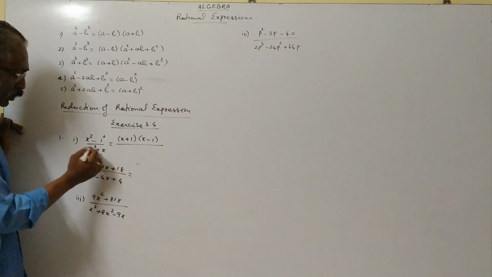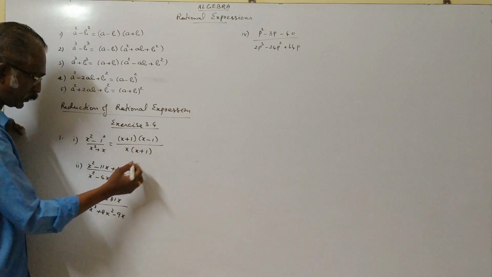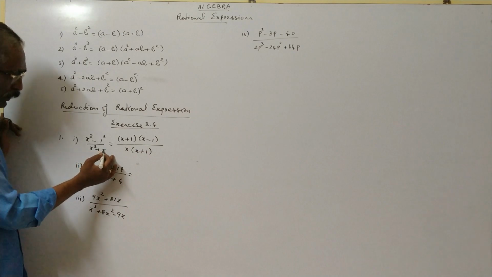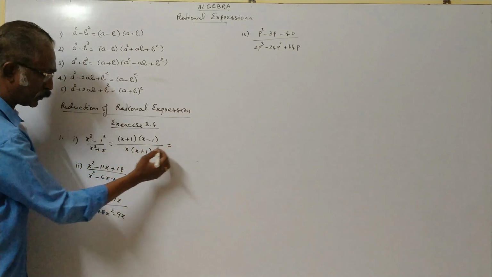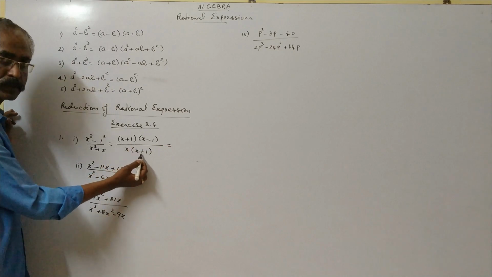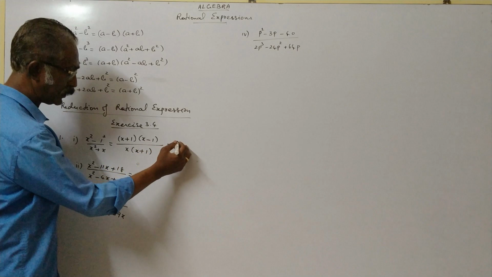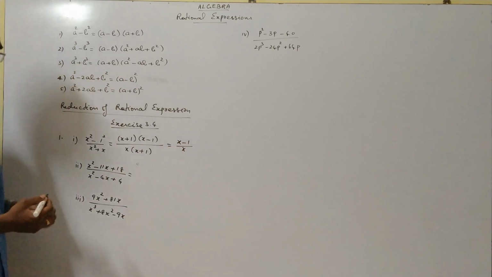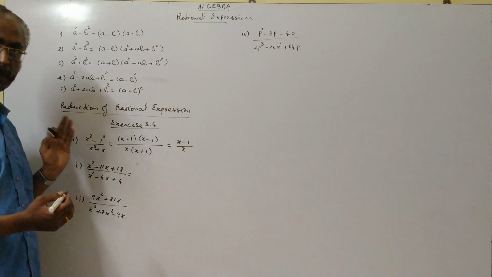Here in the denominator x is common. You have to take the common terms always out. So x into x plus 1. See here x, if I am taking outside it becomes x. Here while taking x out it becomes 1. Which is equal to, say here x plus 1 is the common factor which can be cancelled. Therefore we are getting x minus 1 divided by x. It's the simplest form of the rational expression.